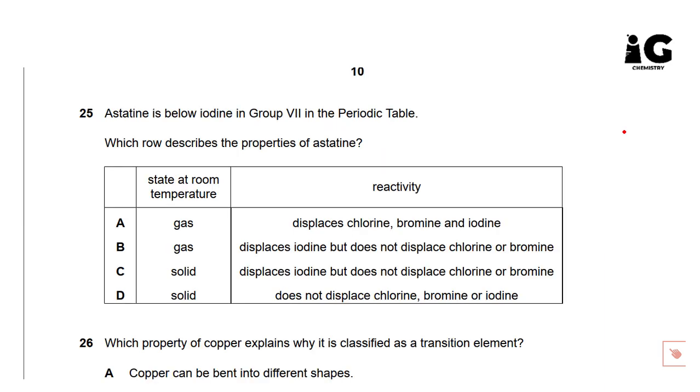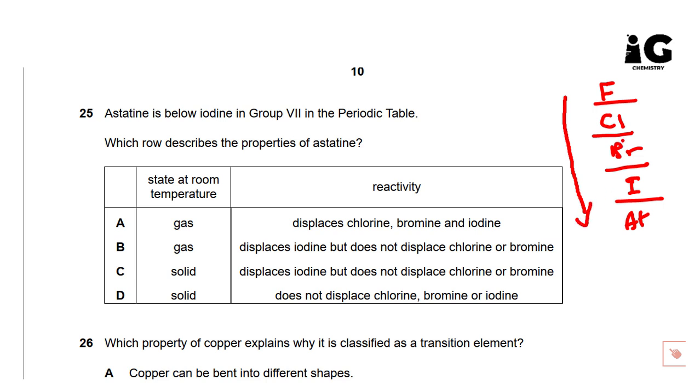Okay, guys. 25. Astatine is below iodine in group VII in the periodic table. Which row describes the properties of astatine? This is the group of halogens, group 7 or 17. So this is fluorine, and then chlorine, bromine, iodine, and here we have astatine. Actually, guys, we have a property here: as we go down the group, the reactivity decreases. You have to remember, because this is opposite to the group of metals.